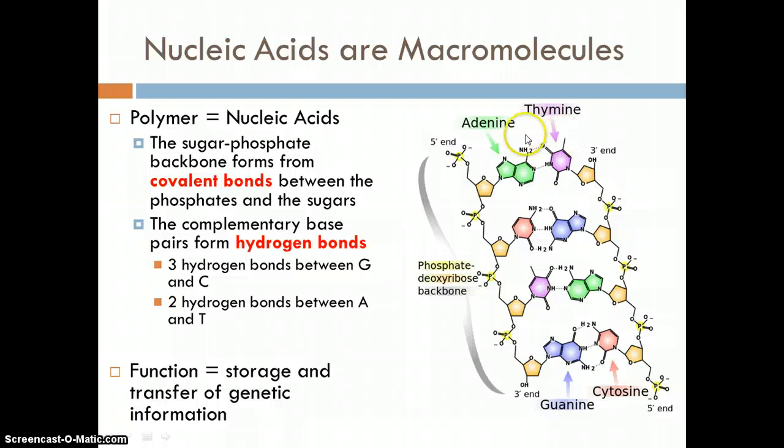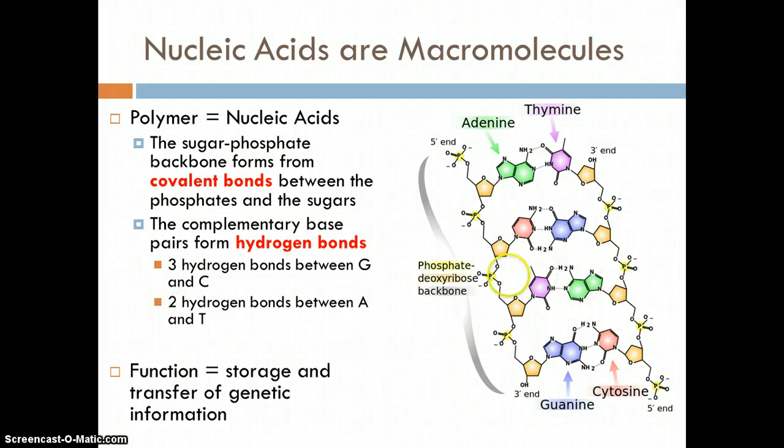In the center, we've got some really, really weak bonds. These are all hydrogen bonds, and hydrogen bonds are just interactions between slightly polar bonds. So these parts, really weak. These bonds on the outside, really, really strong. In the middle, though, the order of these nitrogenous bases is really where we get the storage and transfer of this genetic information.